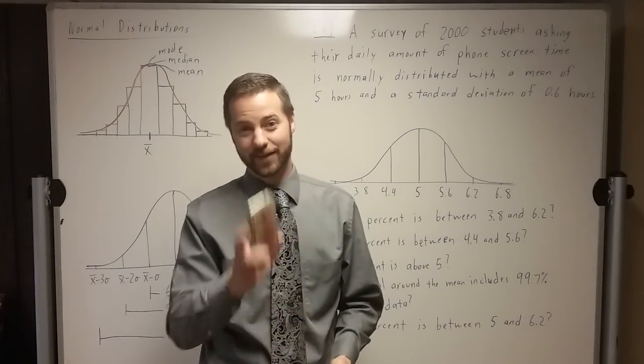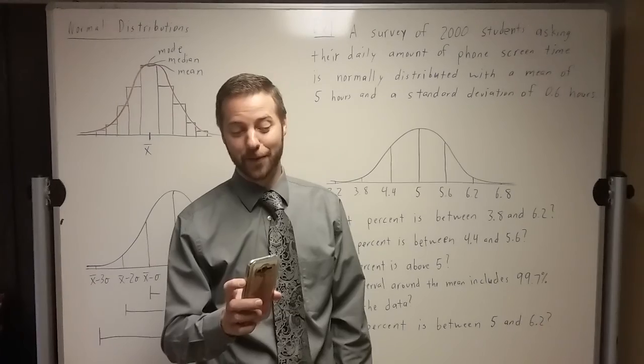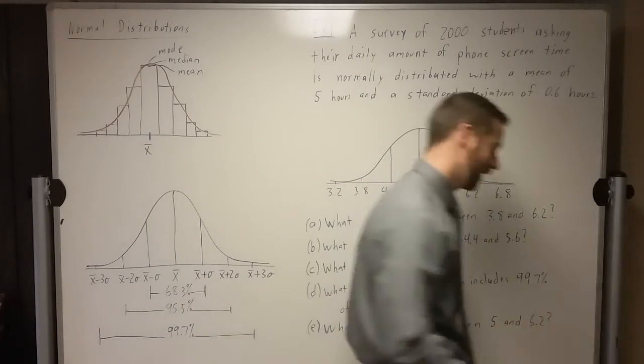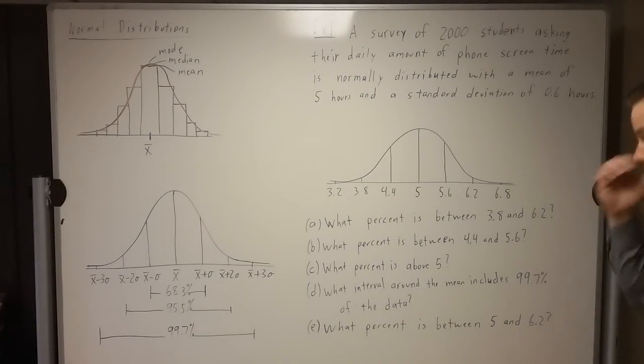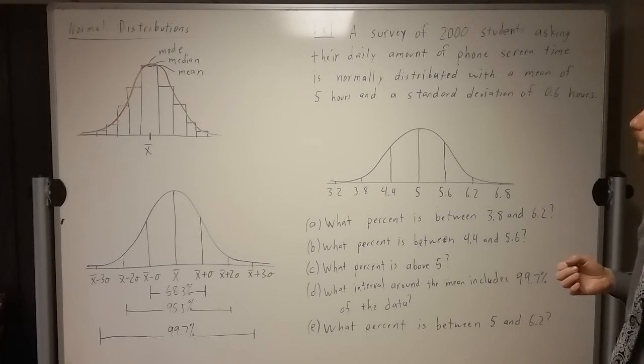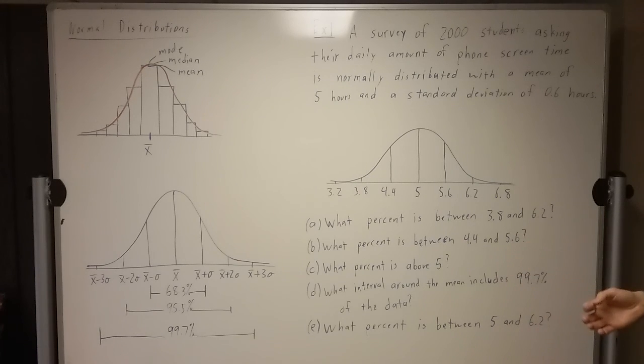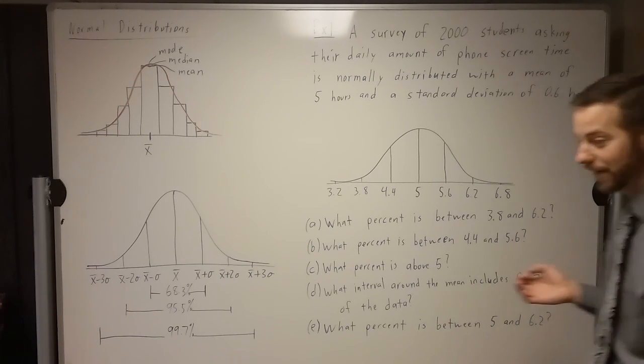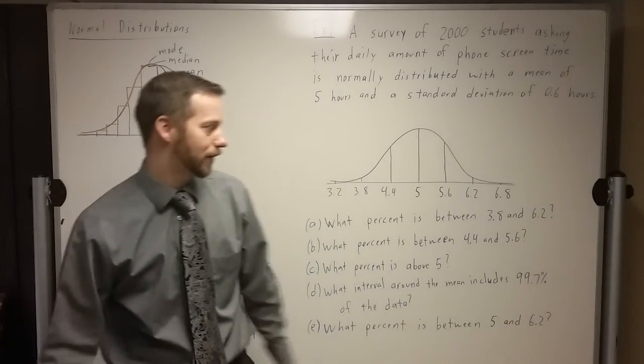So today, what our example is going to be about is screen time. How much time you spend staring at your phone. So a survey of 2,000 students asking them their daily amount of phone screen time is normally distributed with a mean of 5 hours and a standard deviation of 0.6 hours.